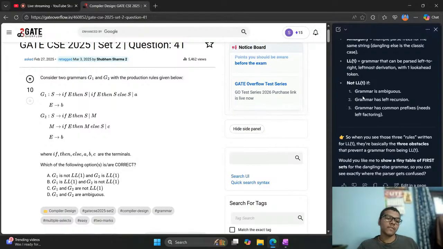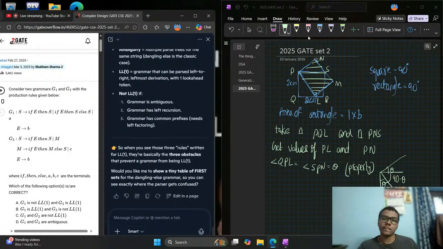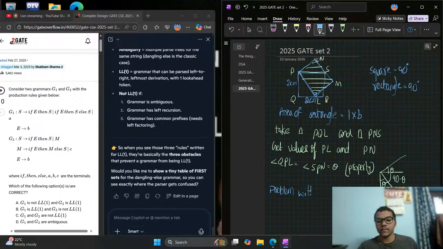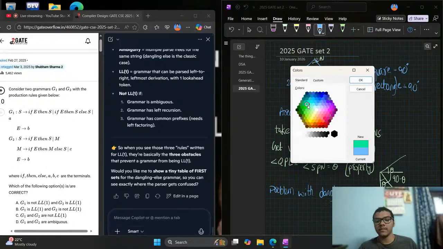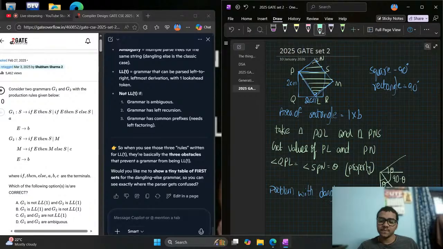So, the problem with dangling else. I don't think this blue pen is making much of an impact over here, so let's try another pen, shall we? We got this shade. Yep, let's do this.